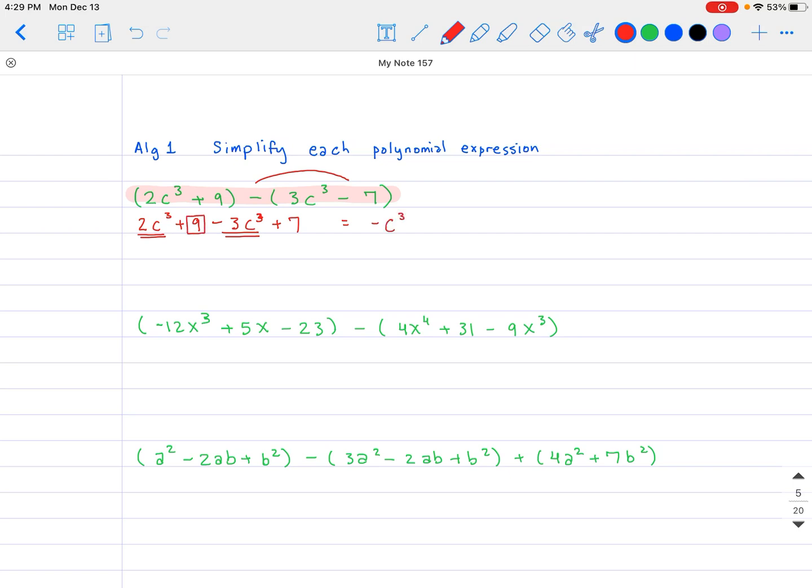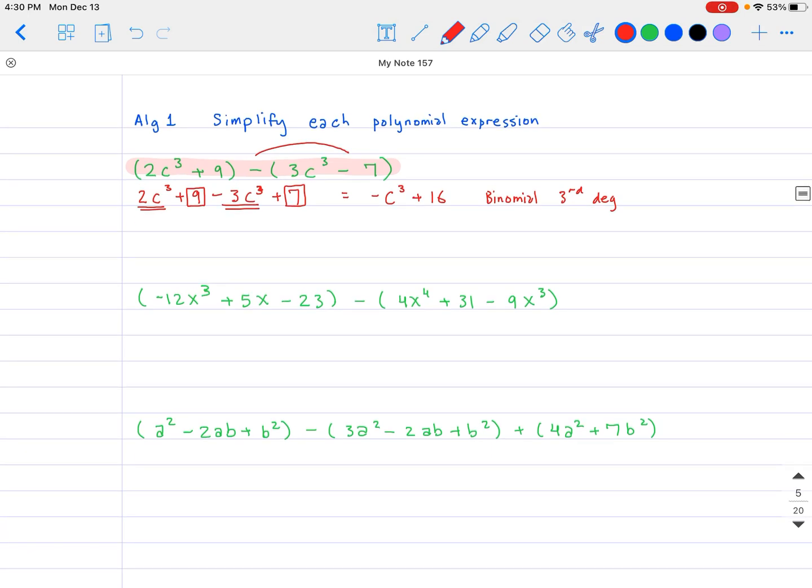Then we're going to take the numbers and combine those two together, and we have 9 plus 7. Combining those together gives us 16. So if we were to categorize this polynomial, it is a binomial because we have two terms added together. And it is of third degree because the exponent is cubed in this case. That's the largest one.